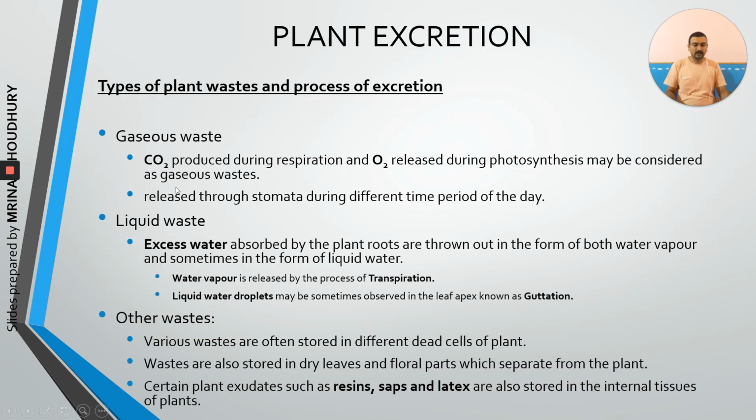So that was all about the excretion in human beings. Coming to plant excretion, in case of plants, excretion is a very simple mechanism. First of all, they do not produce as much waste as human beings or higher animals produce. For them, if we talk about gaseous waste, it is carbon dioxide produced as a result of respiration, and oxygen produced as a result of photosynthesis. Both are waste for the specific process, but they are again useful.